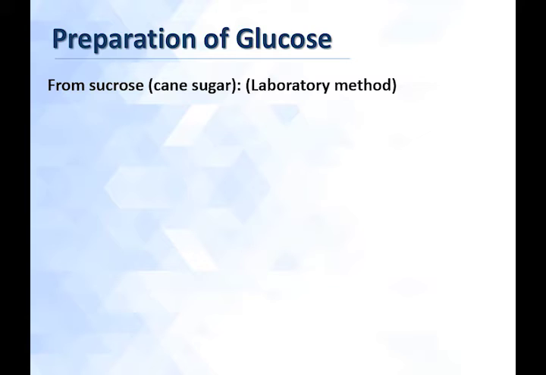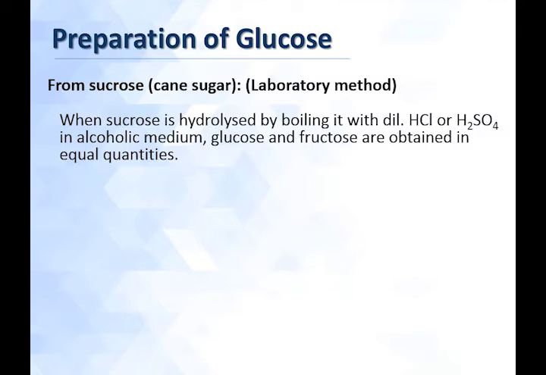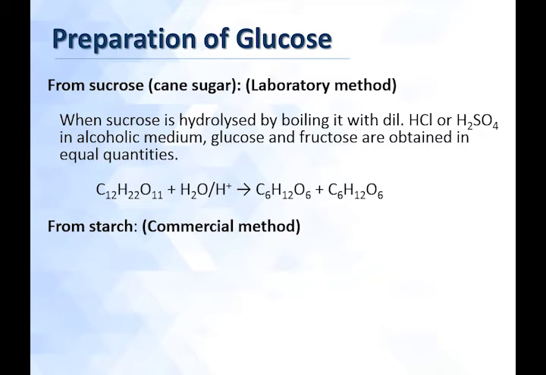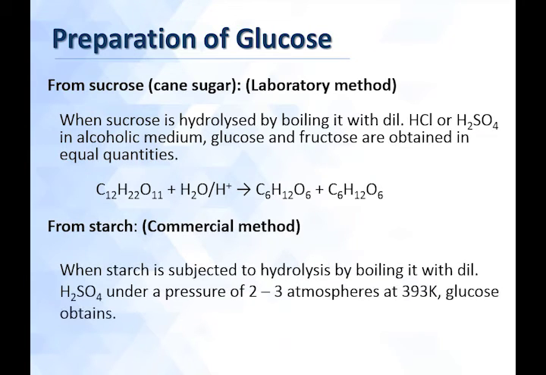From sucrose, cane sugar. When sucrose is hydrolyzed by boiling it with dilute hydrochloric acid or dilute sulfuric acid in alcoholic medium, glucose and fructose are obtained in equal quantities. From starch, a commercial method. When starch is subjected to hydrolysis by boiling it with dilute sulfuric acid under a pressure of 2 to 3 atmospheres and at a temperature of 393 Kelvin, glucose is obtained.